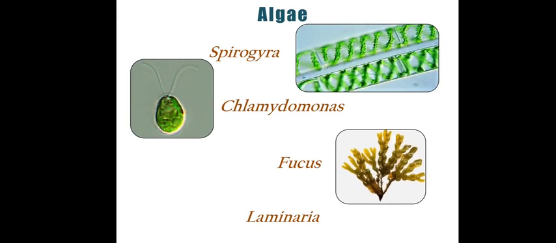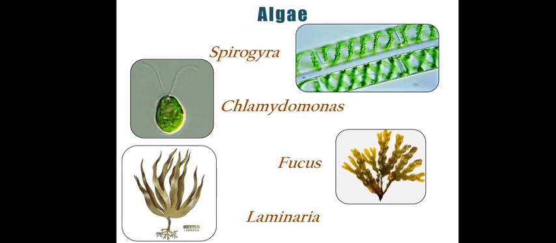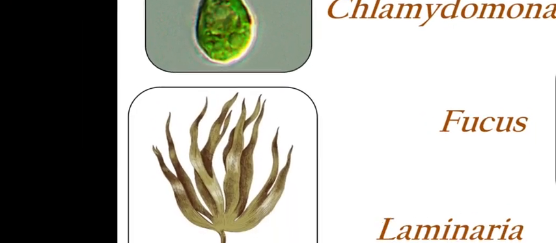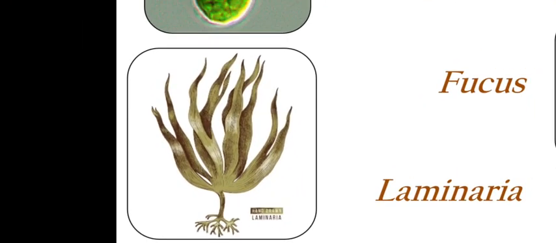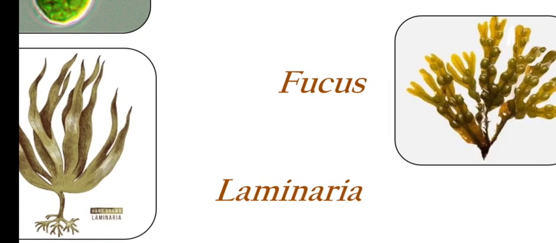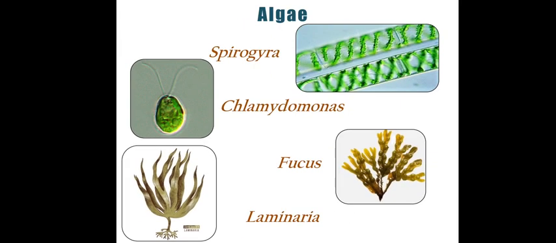Fourth one is Laminaria. You can see its image. It is also normally available in the ocean, in the sea. The leaf-like structure of this Laminaria grows long, up to meters in length. So these are the common types of algae present in water bodies.